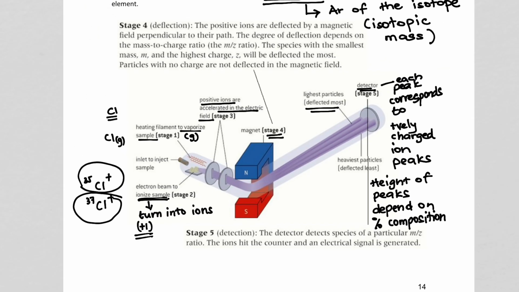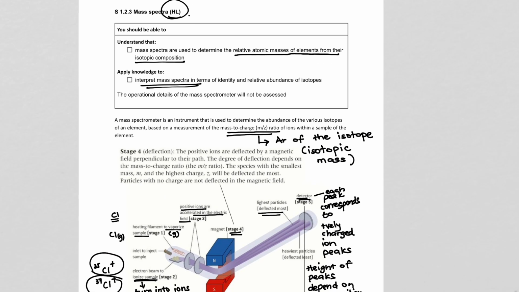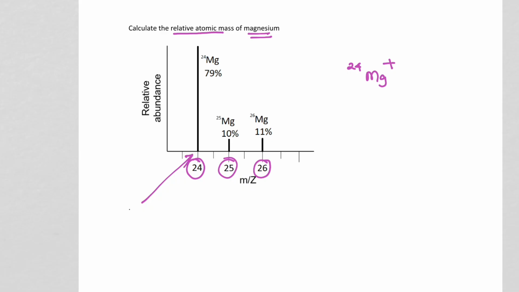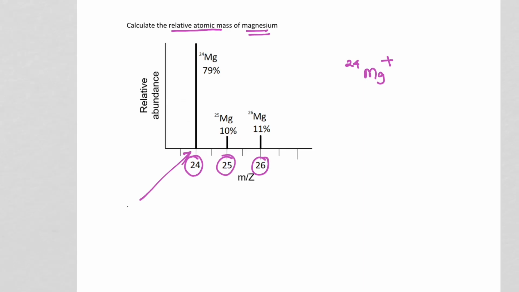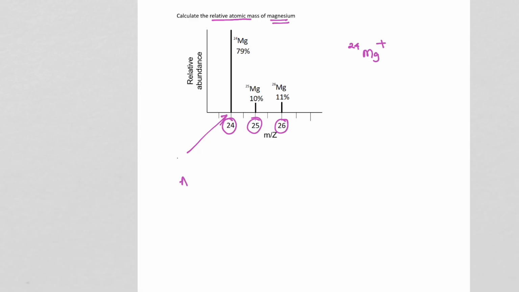The functioning of the mass spectrum is not required. Operational details is not going to be assessed. But you need to know to understand how do we get Mg plus, why it's this percentage, etc. So to find the atomic mass, I will proceed in the same way as we did previously. So it's percentage times relative isotopic mass. Sum of percentage times isotopic mass.